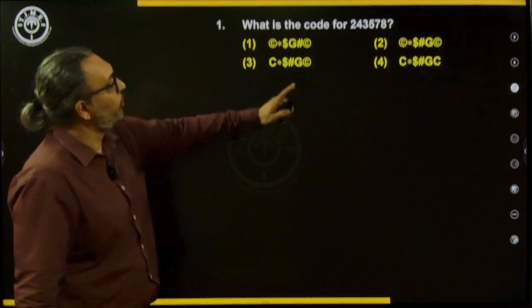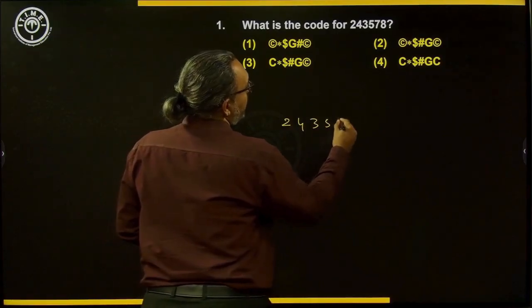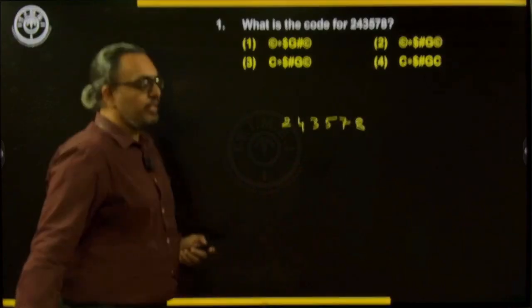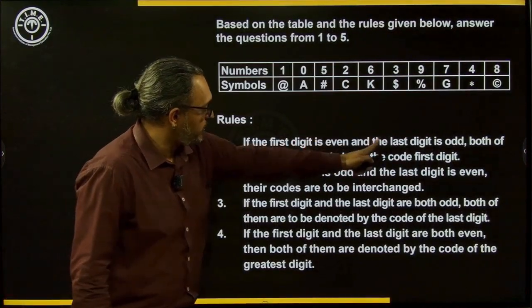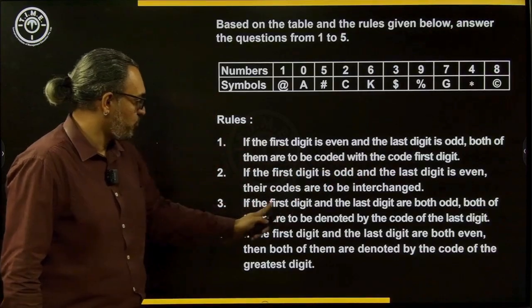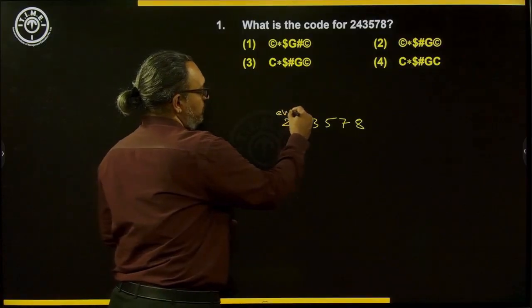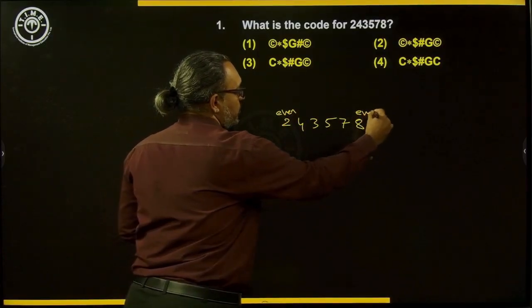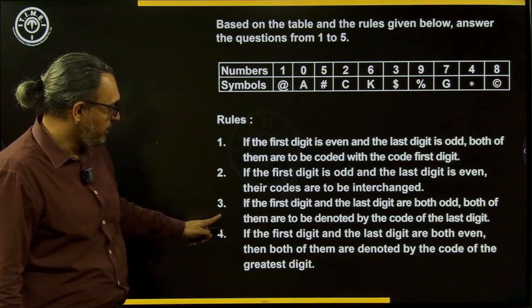What is the code for 2, 4, 3, 5, 7, 8? Now when you look at these rules, it is all about the first digit and the last digit. In all the rules, the first digit and last digit is what he is talking about. Here first is even, last is also even. So if first is even and last is even, it is rule 4.